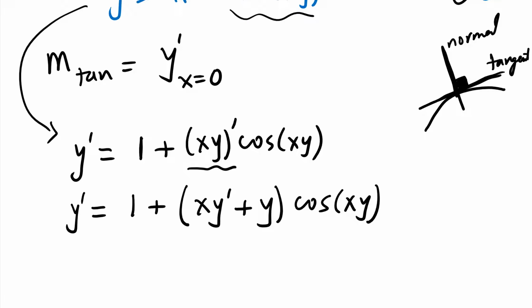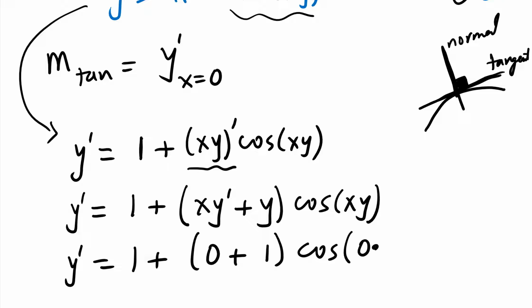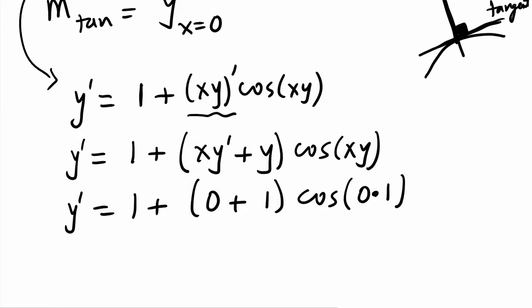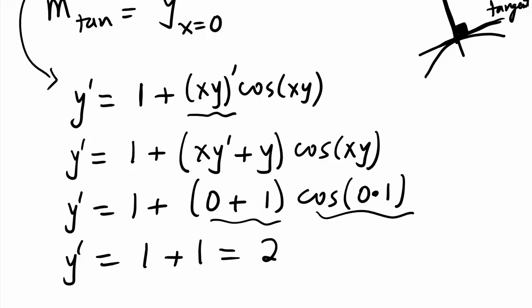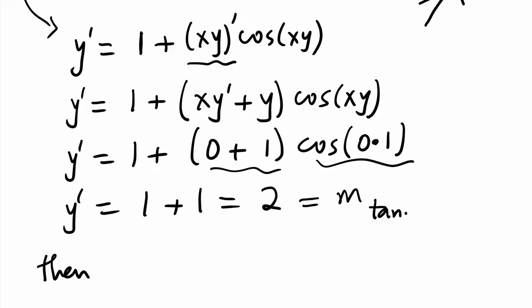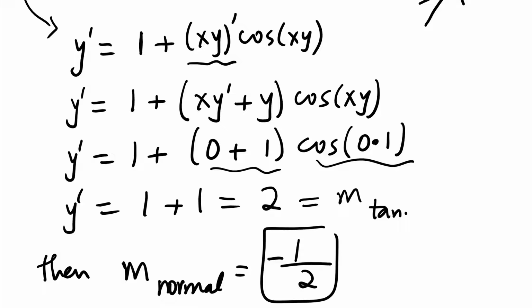At (0, 1), so substitute x is 0 and y is 1. 0, y is 1, cosine of 0 times 1. So y prime would be 1 plus, this is 1, cosine 0 is 1, 1 times 1, 1. So that's 2. So that's the slope of the tangent line. Then the slope of the normal line is the negative reciprocal, 1 over 2 with the negative.